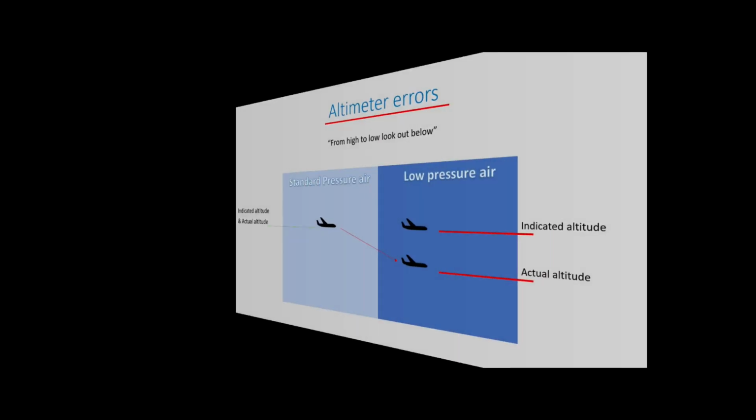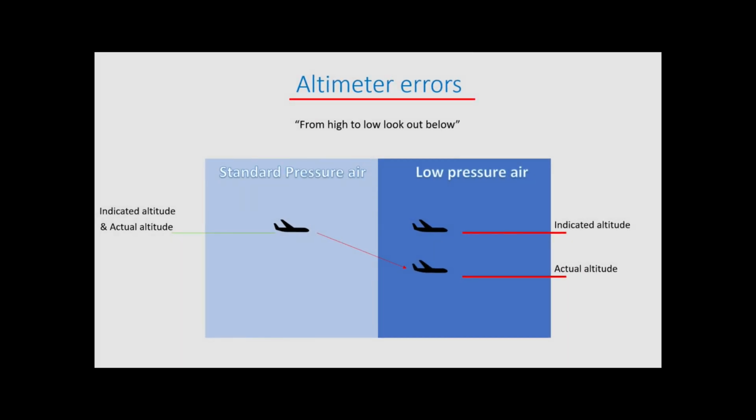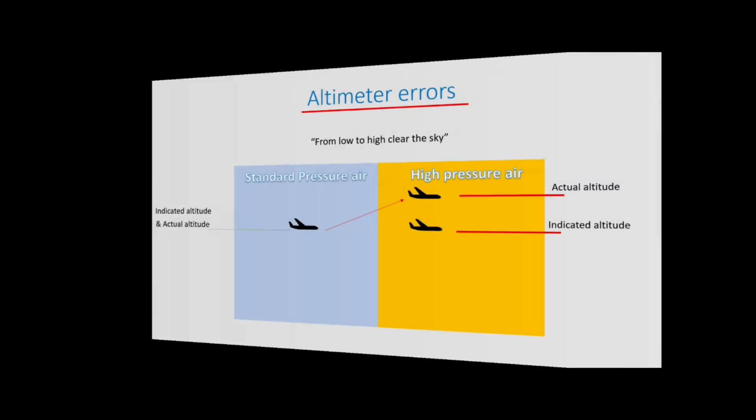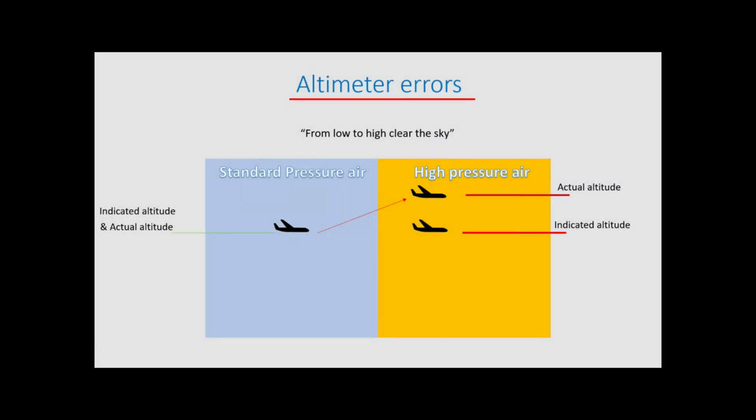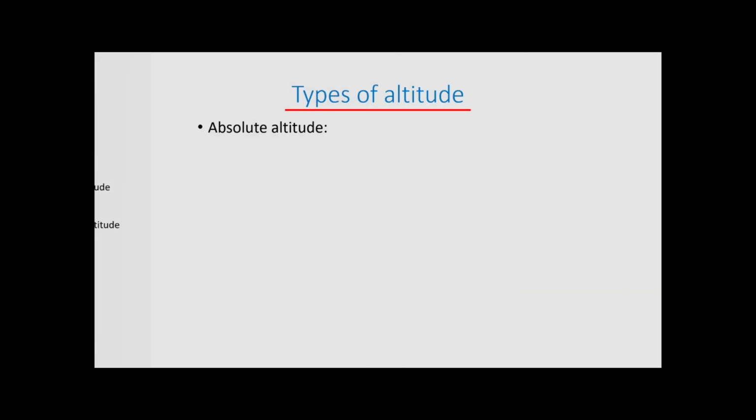Now let's talk about pressure. The same rule applies. From high to low, look out below. If you are moving from standard pressure air to low pressure air, from high to low, we will be at a lower actual altitude than our indicated altitude suggests. And from low to high, clear the sky. From low pressure or standard pressure to higher pressure, we will be at a higher actual altitude than our indicated altitude.